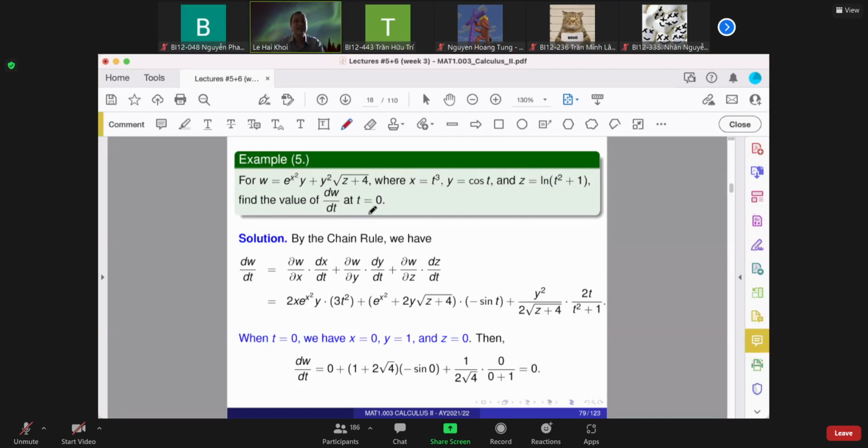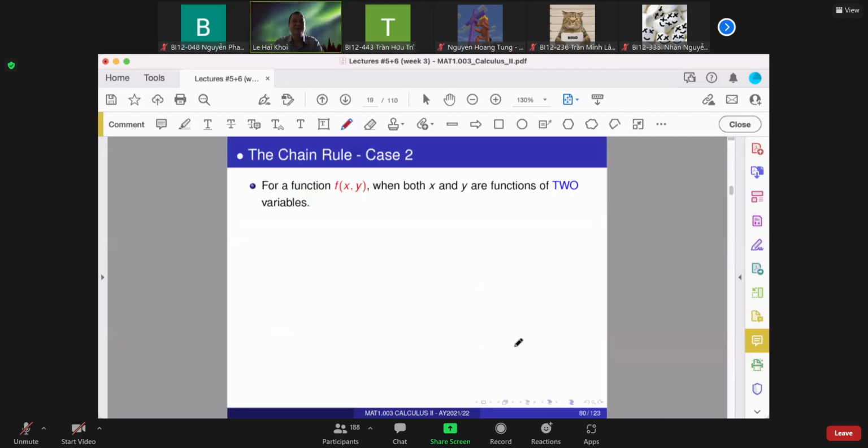It's easier, because simplifying here, we don't know how to simplify. But with t equal to 0, most of the things are gone, right? This t cubed is gone. The logarithm of 1 is gone. Only y, which is cosine 0, equal to 1, remains, and x and z are 0. Then you substitute into this formula. The answer, the derivative here, is 0. That's example 5.